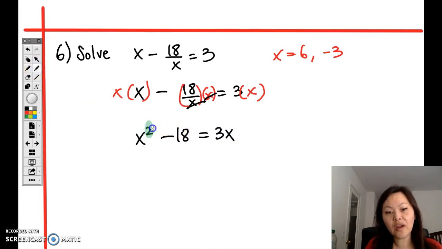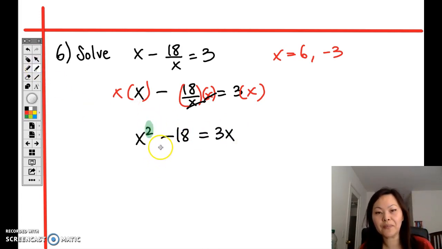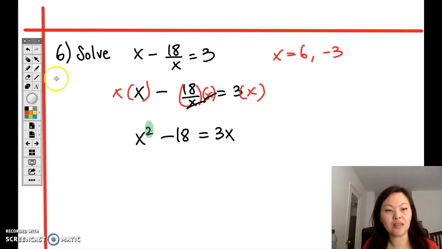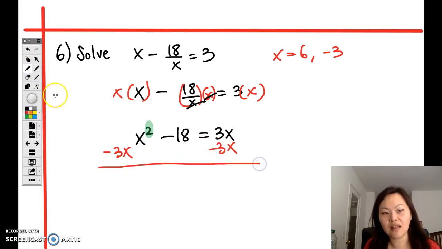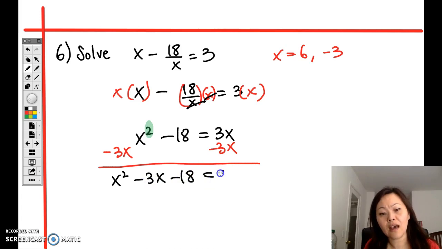Whenever you see a square, you know that you have to factor it, right? So let's go ahead and make sure that the 3x is on the other side. So subtract 3x from both sides. Obviously, those are not like terms, so we're just going to have to list everything. x squared minus 3x minus 18. And it has to be in this order because this is standard form, okay?